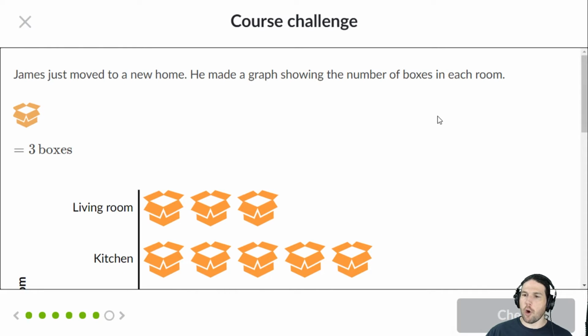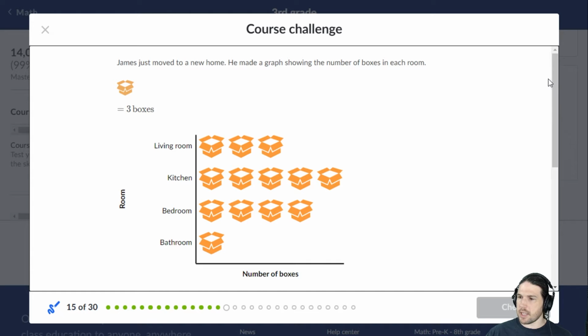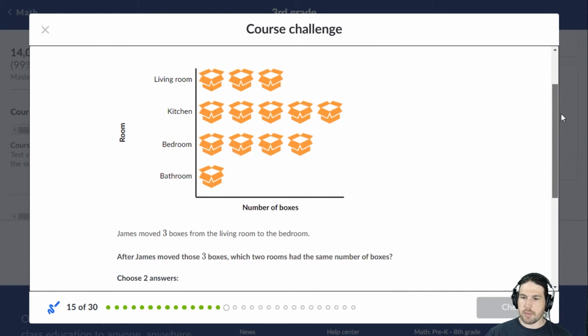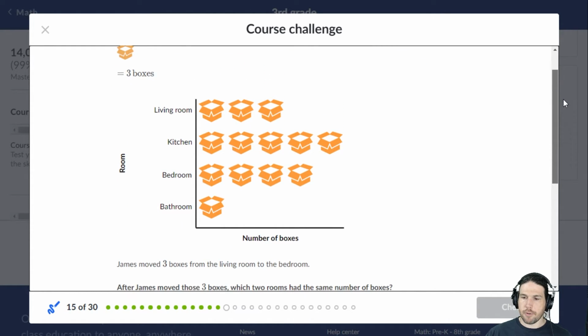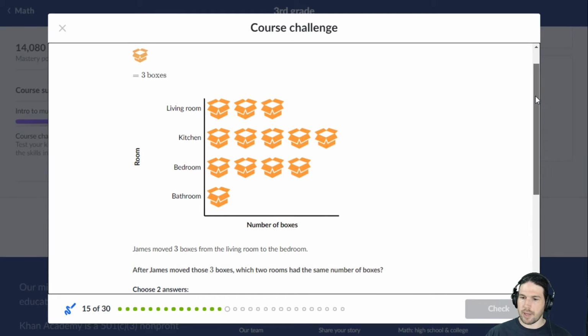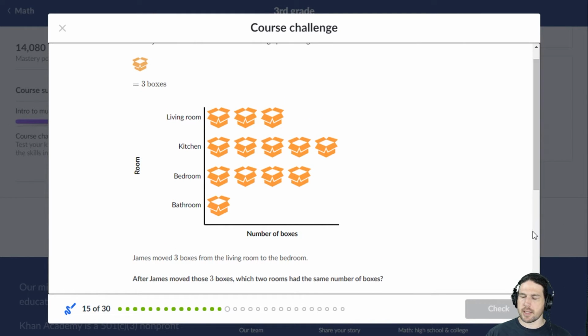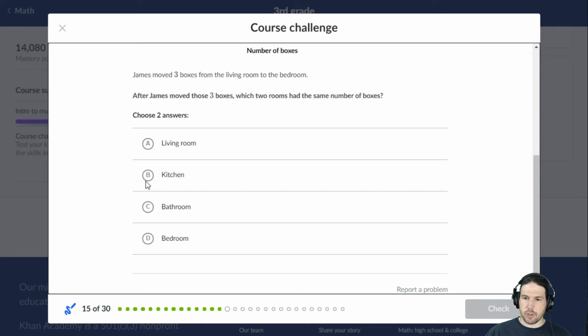James just moved to a new home. He made a graph showing the number of boxes in each room. James moved 3 boxes from the living room to the bedroom. After he moved the 3 boxes, which 2 rooms will have the same number? That would be the kitchen and the bedroom.